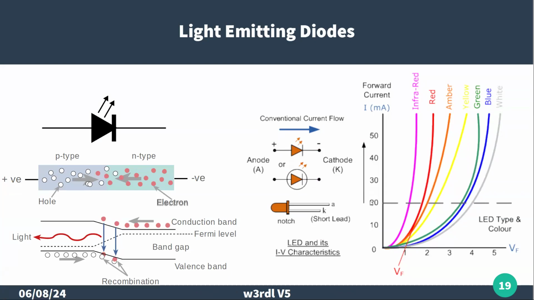This is just showing how they generate some of the different colors, and you can see the different forward voltage drops for different colors, where they start to knee, although it's not very sharp.